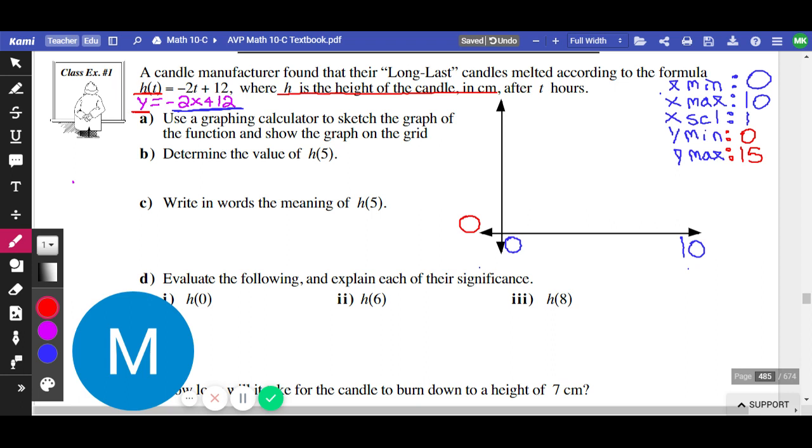Once you put these in your window, 15 means that's the maximum Y I'd ever get. Once I put the window in, I can then hit graph, which is right there, top right-hand corner, and it should draw a graph for you. I just have to fix my window. When I do that, I get this graph.